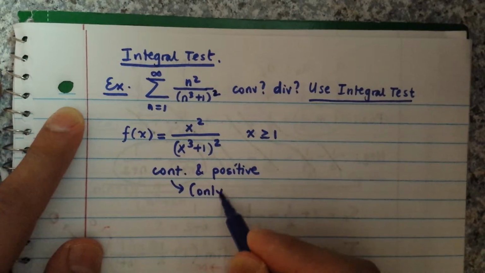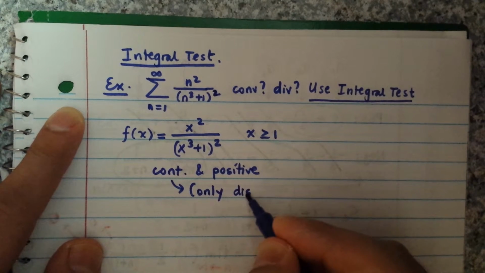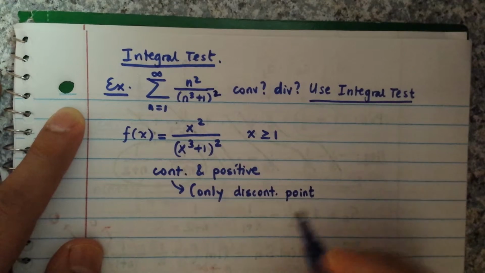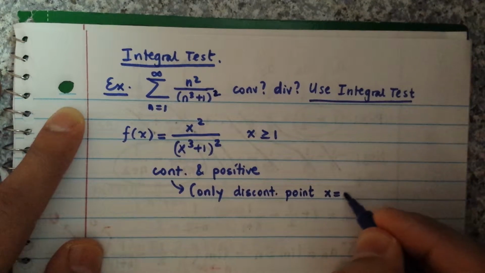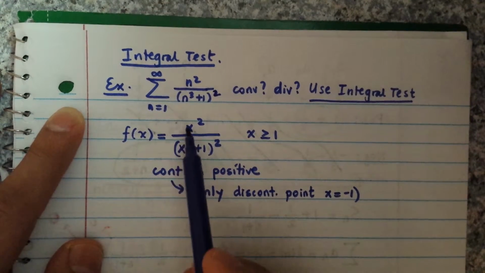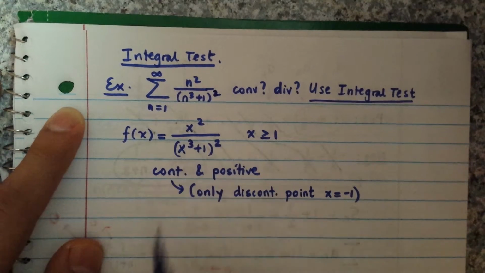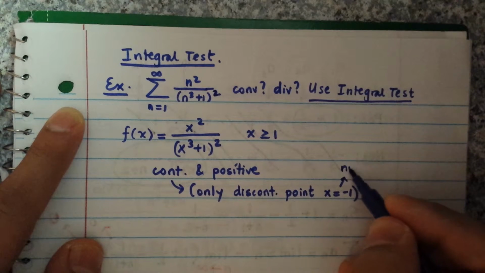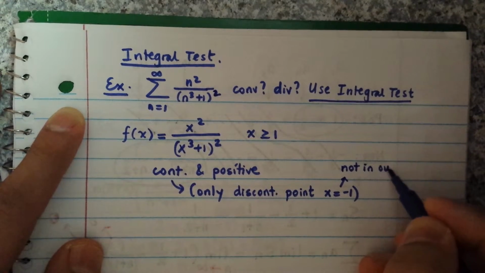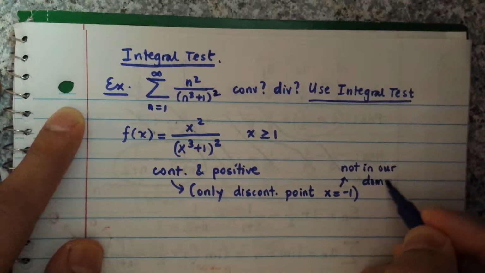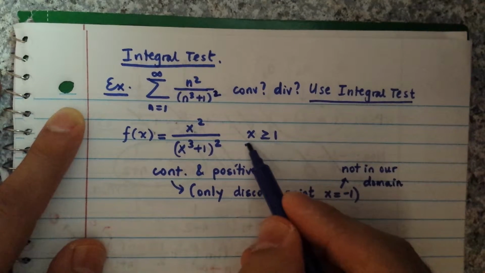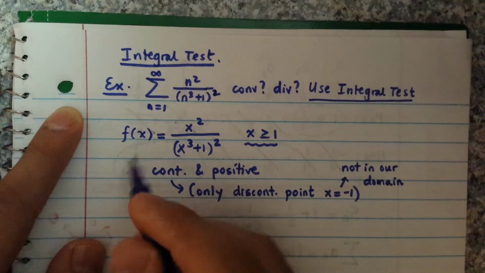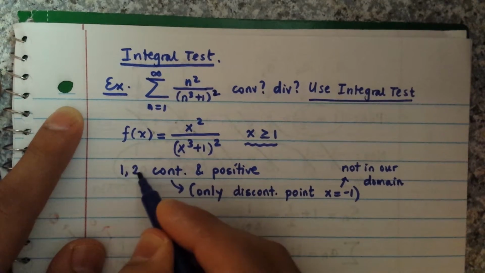the only discontinuity point is when you have x equals -1. Because it's x cubed plus 1, if x is -1, the denominator becomes 0, but this is not in our domain, because our x value starts at 1 and goes up. So the first two conditions are satisfied. This is like 1 and then 2.